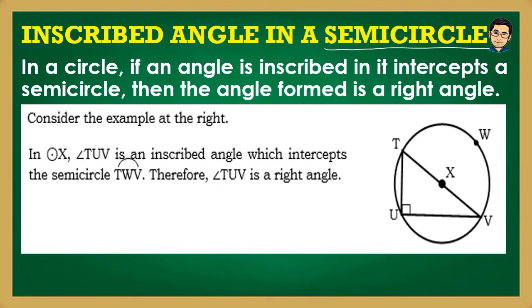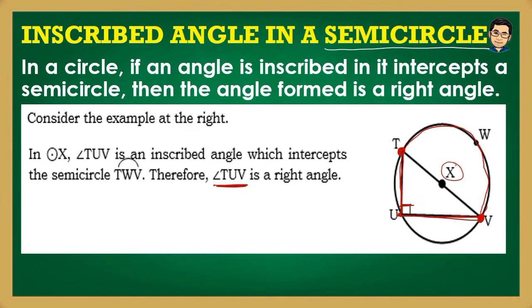So, let's have the given example. In circle X, ito siya, angle TUB is an inscribed angle which intercepts the semicircle arc TWB. Ini-intercept niya yung TWB, because ito yung mga endpoints. Saktong-sakto dun sa hati ng circle. Therefore, angle TUB is a right angle.